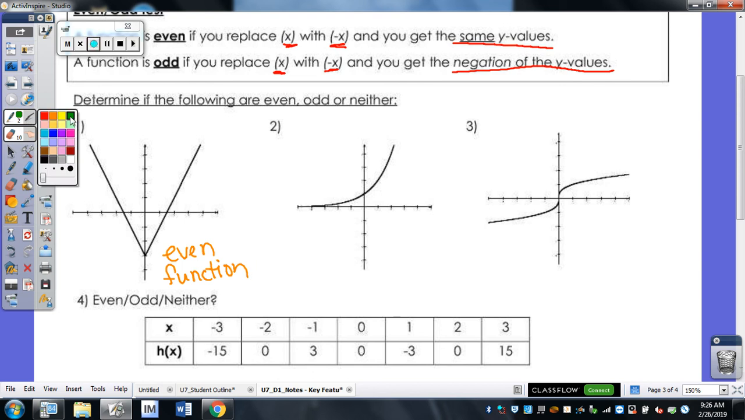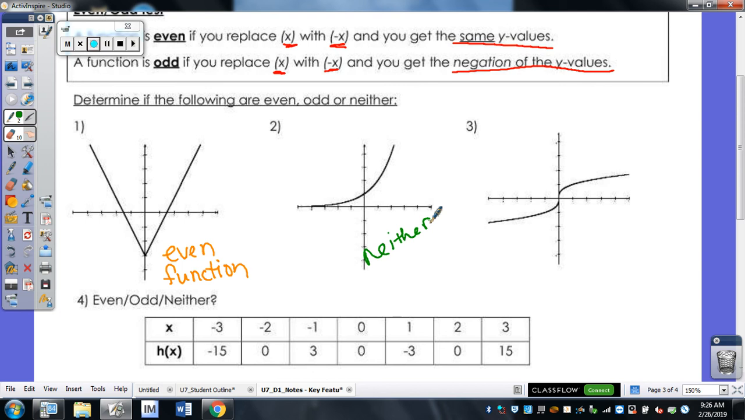So let's look at number 2. Is that symmetric over my y-axis? No. Is that going to be symmetric through the origin? No. So this is neither. It's not even, it's not odd. It's just a function.